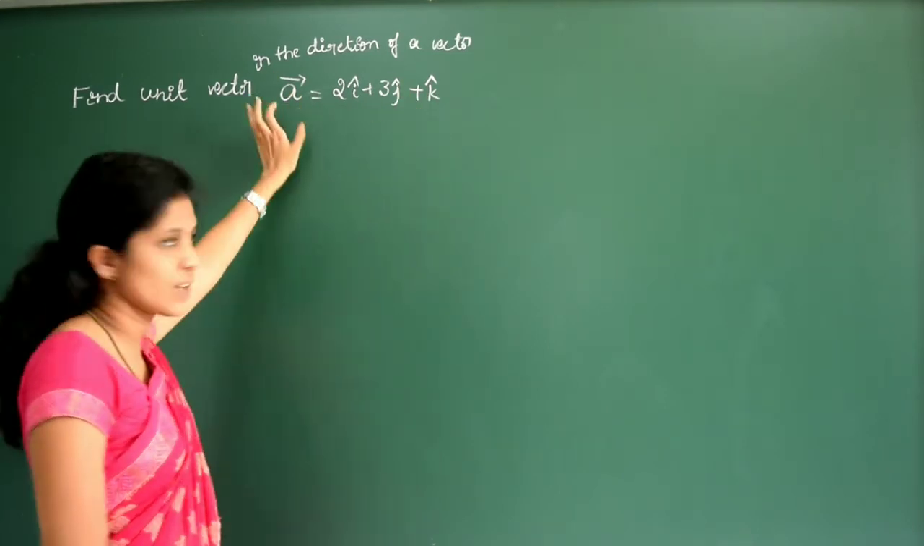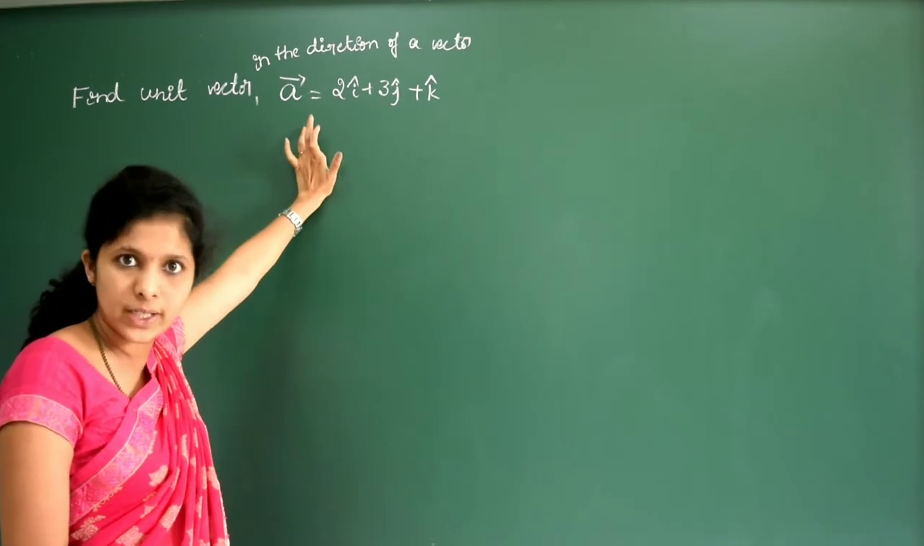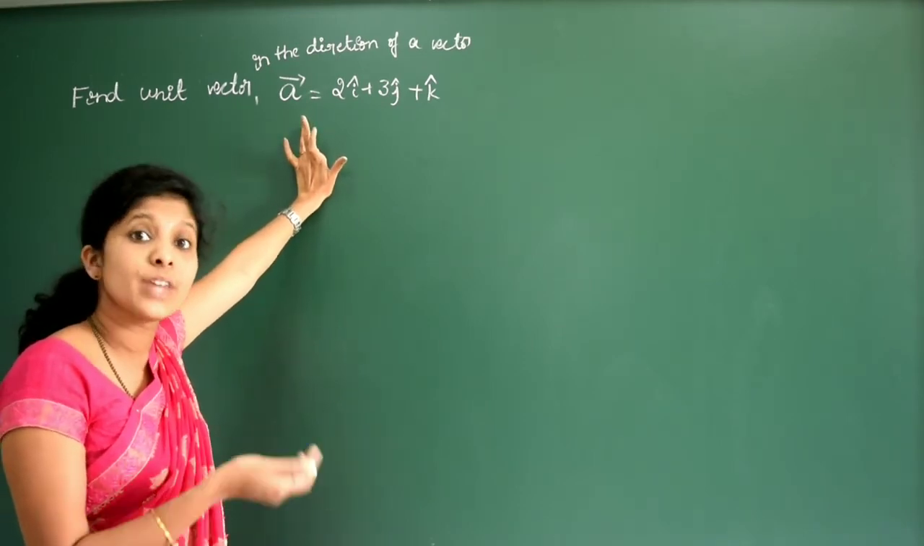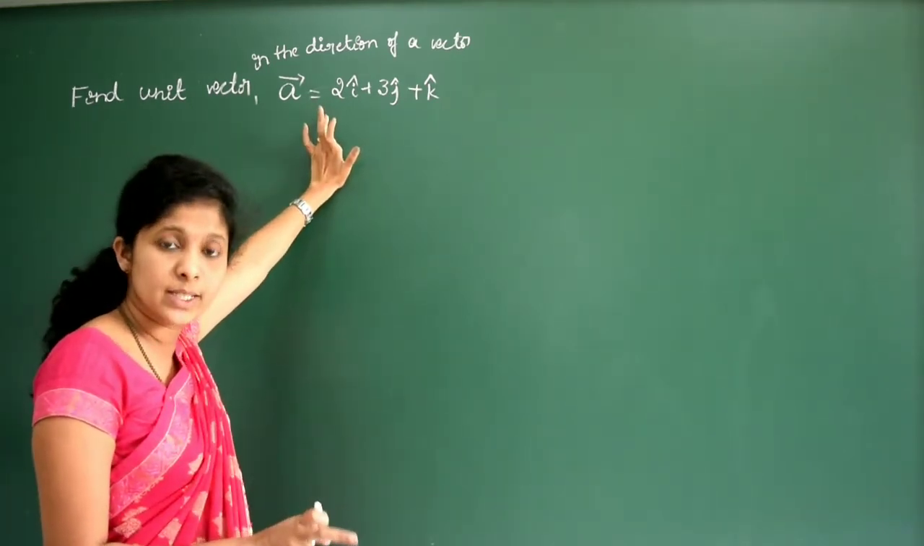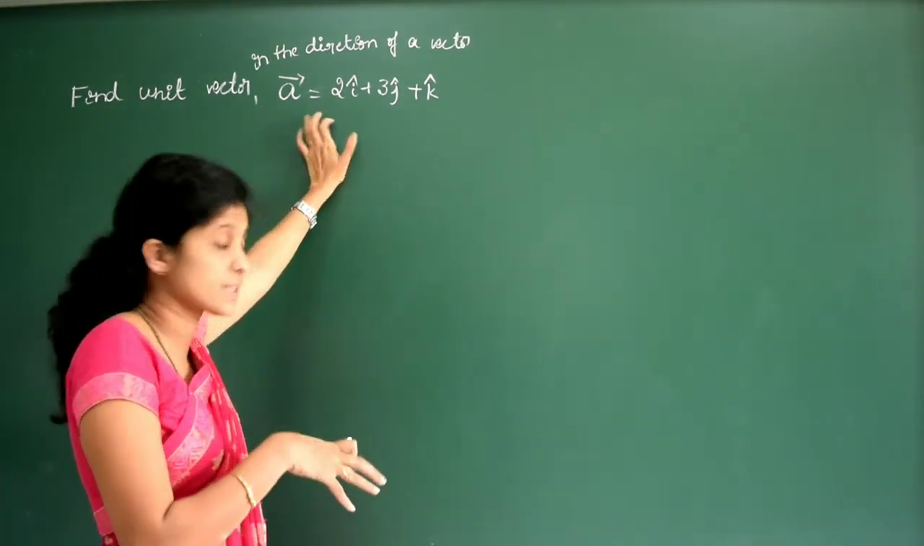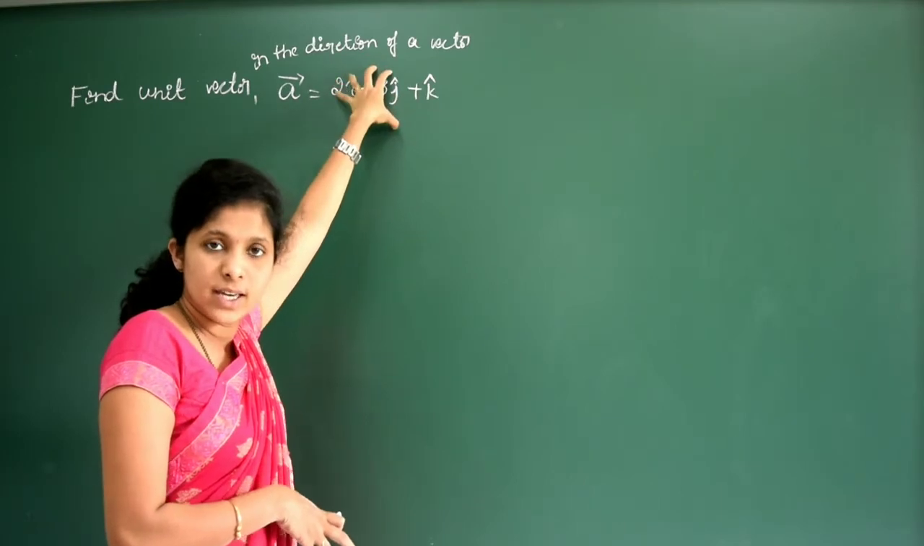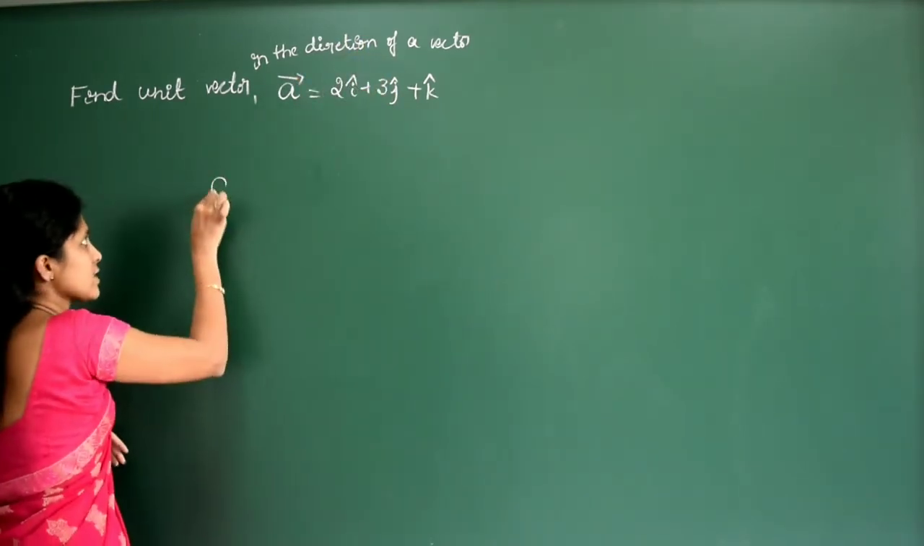See here, one vector is given and this is not a unit vector. A unit vector is one whose magnitude is equal to 1. So this is not the unit vector. You have to find the unit vector along the direction of this vector. Is it clear? How to find the unit vector? There is a formula, right?